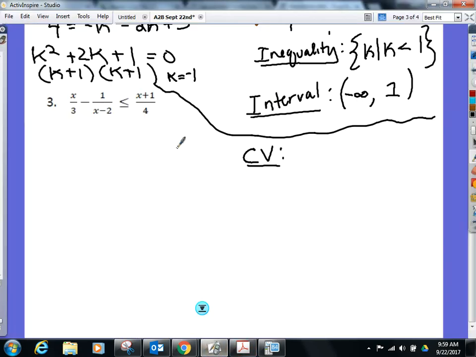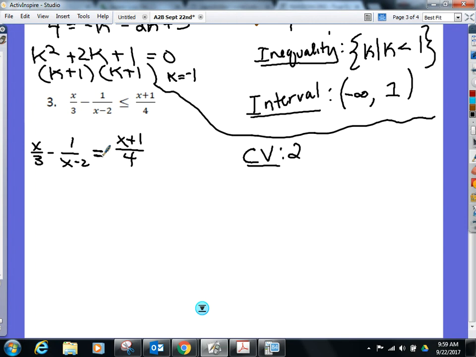Okay, here we go, Austin. What makes any of those 3 fractions undefined? X equals 2. Nice job. So 2 is definitely going to be on our number line as a critical value. So 2, let's find out other values. Solve it for X. What will X equal? Because that will be our other critical value.